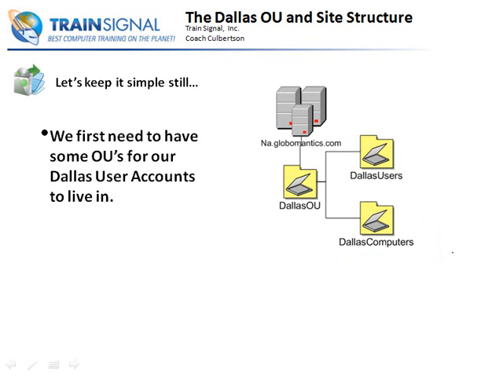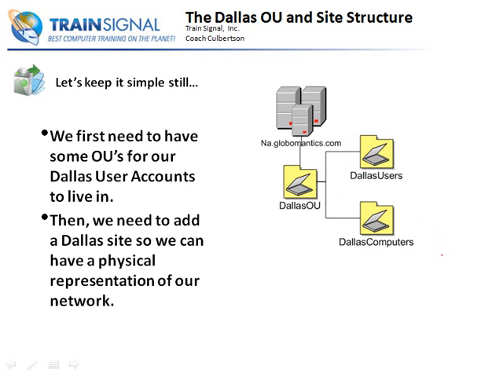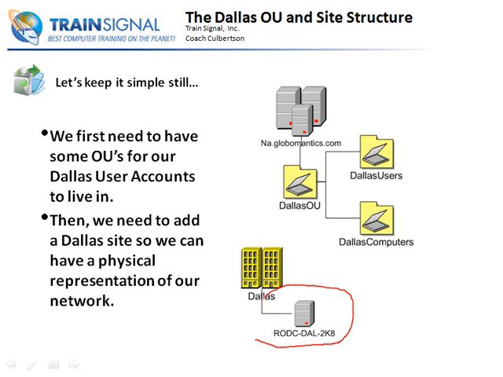Now, in order for the physical structure of our network to be represented too, we're going to create a Dallas site as well. You know how to do this. It's really easy. A lot of this is just review. And in that site, we're going to be putting the read-only domain controller we're going to be setting up. But we need to have this stuff in place first before we start to build out our RODC and start adding in user accounts and deciding who gets to log in at the Dallas location. But first things first, so let's go over to NADC1 and create our OU structure and create our Dallas site.